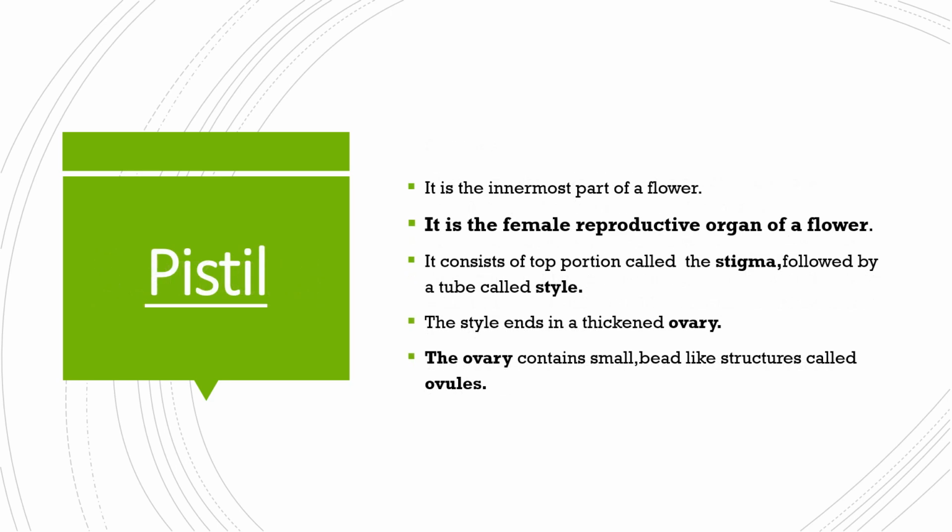Next one is pistil. Pistil is the innermost part of the flower and also the female reproductive organ of a flower. It consists of three parts. The topmost portion is known as stigma. Now, why stigma? Because it consists of a sticky substance on which the insect sits, and then after stigma there is style, and the style ends in ovary. The ovary contains the small bead-like structures called the ovules.